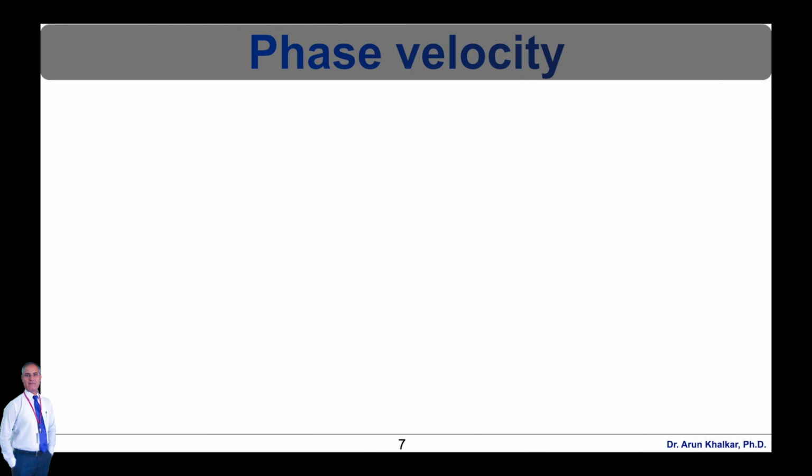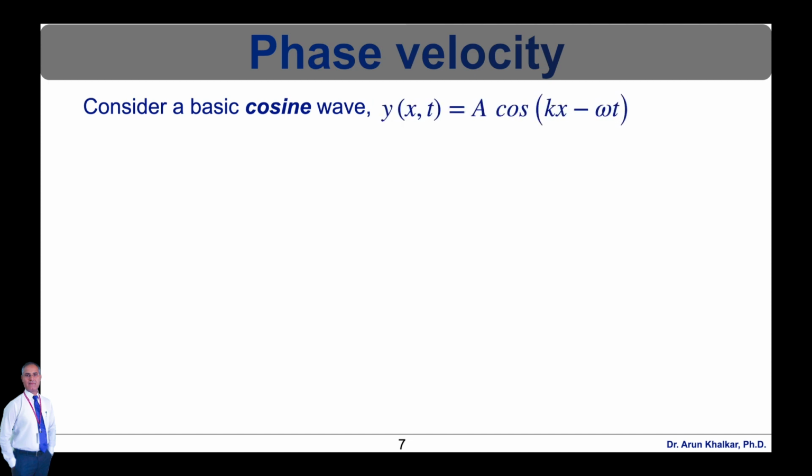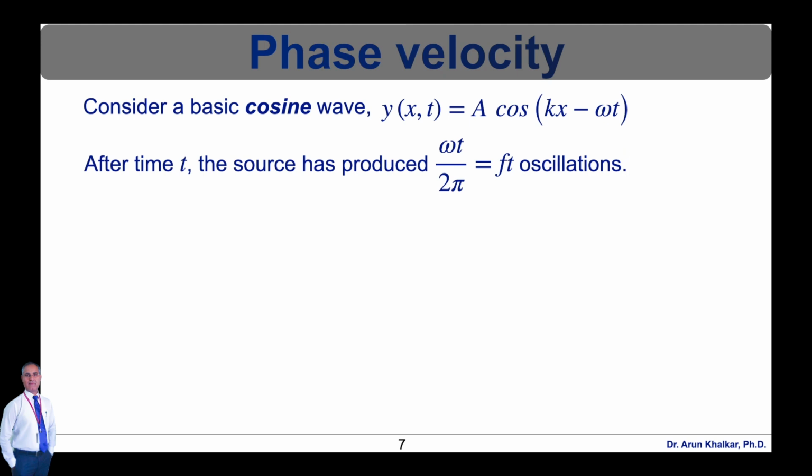To understand where this equation comes from, consider a basic cosine wave, y(x,t) = A cos(kx − ωt). After time t, the source has produced ωt/2π = ft oscillations.